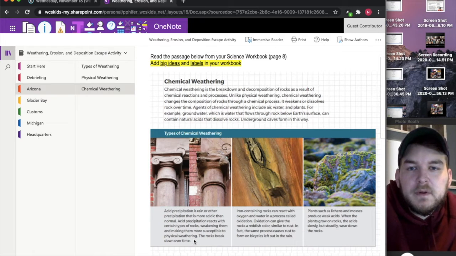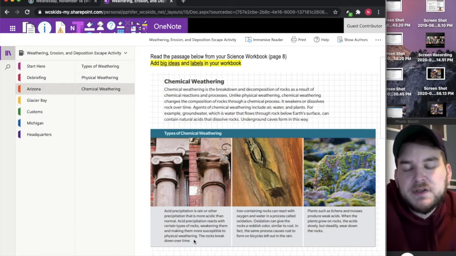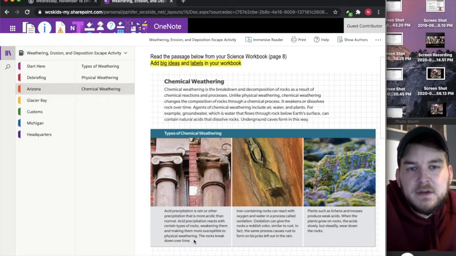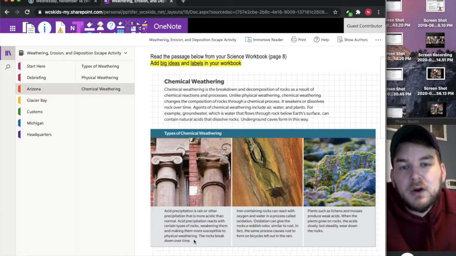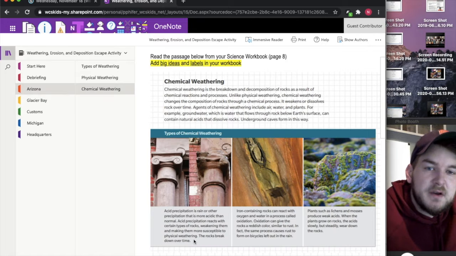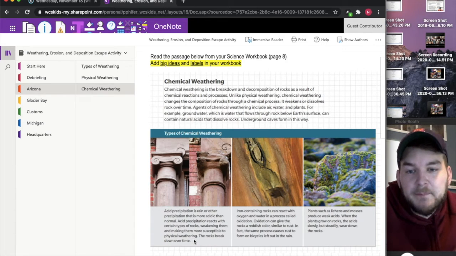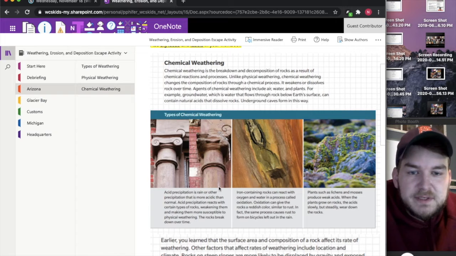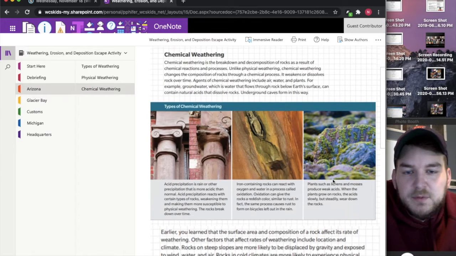Chemical weathering is the breakdown and decomposition of rocks as a result of chemical reactions and processes. Unlike physical weathering, chemical weathering changes the composition of rocks through a chemical process. It weakens or dissolves rock over time. Agents of chemical weathering include air, water, and plants. For example, groundwater, which is water that flows through rock below Earth's surface, can contain natural acids that dissolve rocks. Underground caves form in this way. So we have acid precipitation, we have iron that rusts and oxidizes, and also we have plants such as lichens and mosses that can produce weak acids as well.